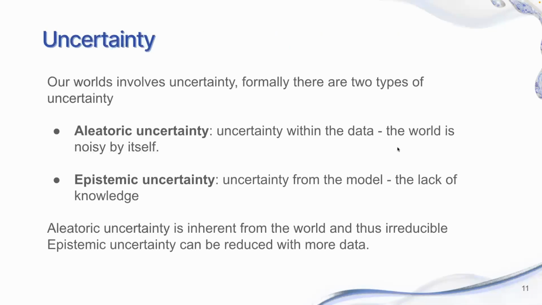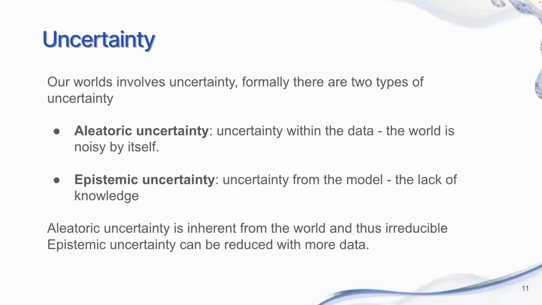We have this phenomenon because our world involves uncertainty, and there are two types of uncertainty. The first is called aleatoric uncertainty. It's uncertainty within the data, meaning the world is noisy by itself. There's also epistemic uncertainty, which is uncertainty from the model. It means your model hasn't learned something or hasn't seen something. I'll give one example for each. If you don't fully get it, that's okay right now.